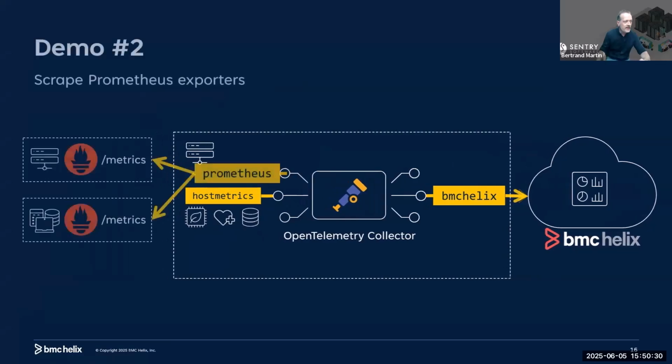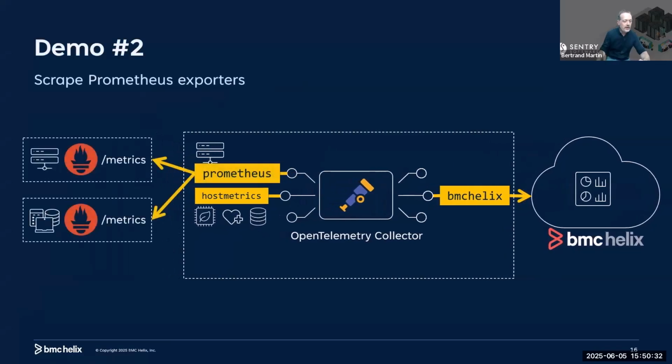The second demo I was going to do, I'm not going to do it, but I wanted just to collect from Prometheus exporters and then use the receiver to collect data from Prometheus. We have Prometheus exporters for Kubernetes, etc., and push that to BMC Helix.